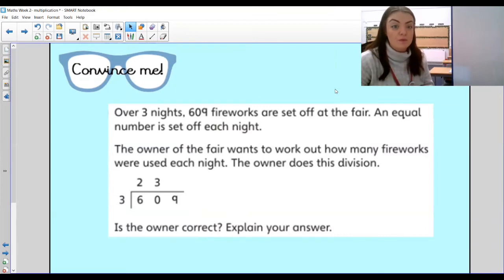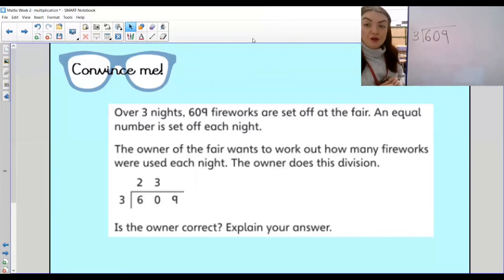So they're equal groups. The owner of the fair wants to work out how many fireworks were used each night, and the owner does that division there. Can you have a little look at that method and see what the owner has done, or if he has made any mistakes? So what I'd like you to do is explain what he has done wrong, convince me what he's done wrong, and then show me what it should look like and get me a correct answer, please. And come on back once you have had a go at that.